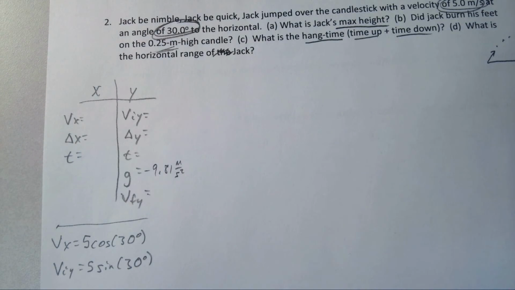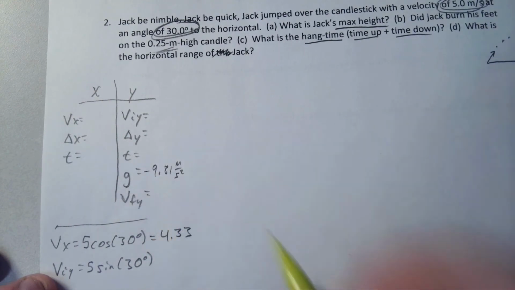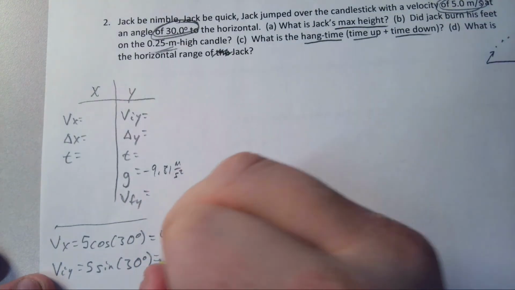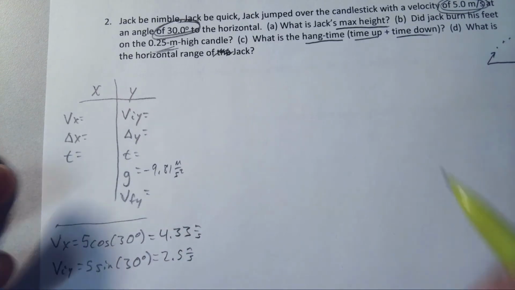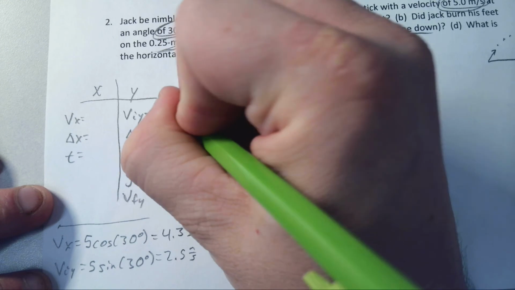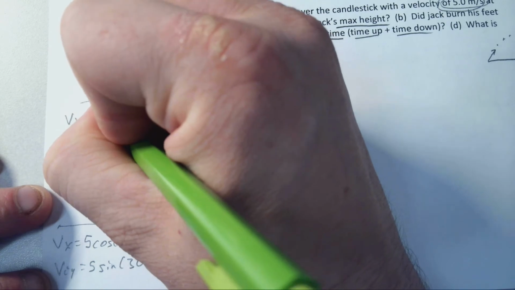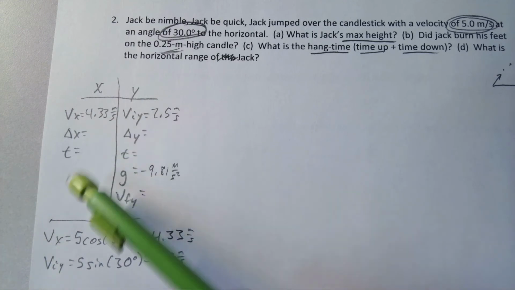Have this solved already. 5 cosine of 30 is approximately 4.33 meters per second. And 5 sine of 30 comes out to 2.5. So we plug that into our table here. We're going to come to a realization that the typical way that we solve these problems is not the way we solve them here. We don't have enough in the x direction. We only have one equation, 2 unknowns.